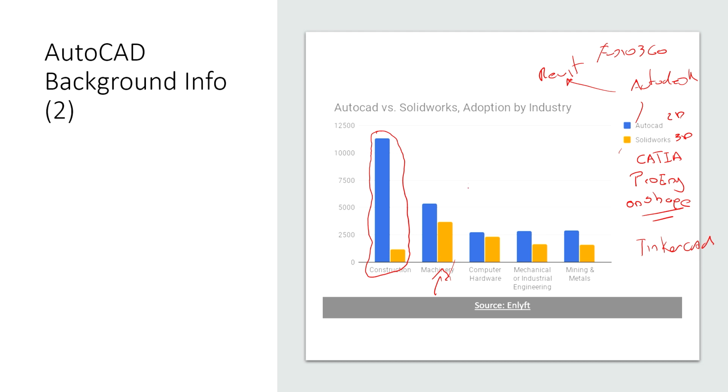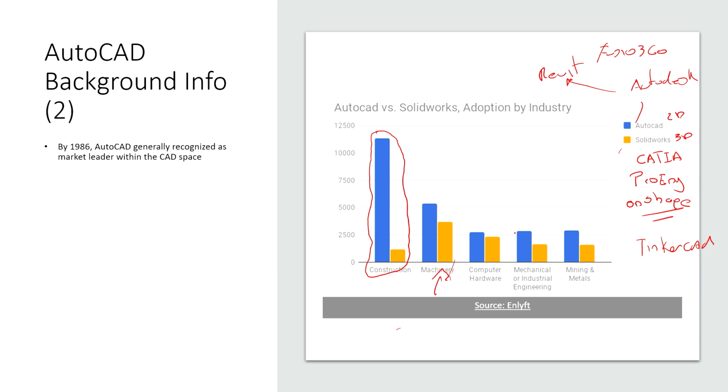Okay, computer hardware, they're basically almost the same. Mechanical and industrial engineering, AutoCAD is leading in the number of companies that use it, and mining and metals, also AutoCAD. So as you can see, AutoCAD is a really good tool to learn if you're going to be in the world of drafting and production in engineering and even in science.